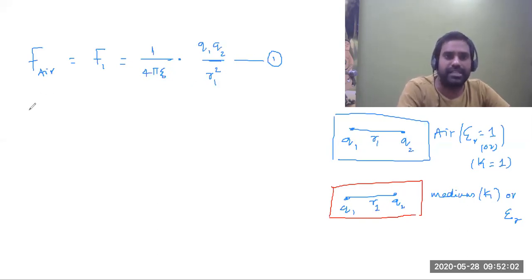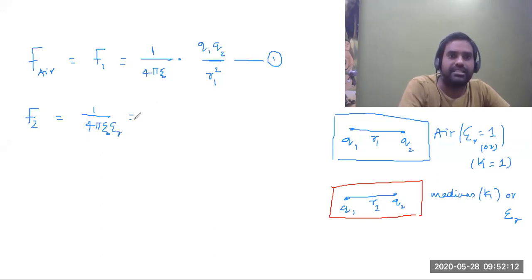Now you see, students, the force in the medium F2 is equal to, listen carefully all of you, 1 by 4 pi epsilon naught epsilon R into Q1 Q2 by R2 squared.